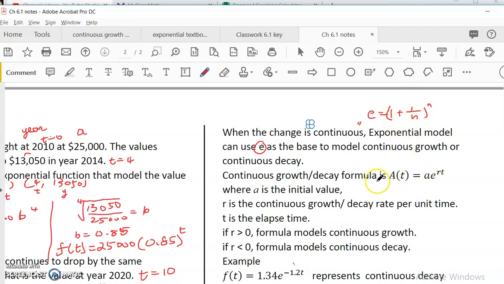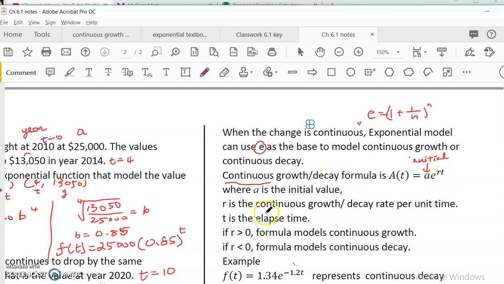When we write the model, the growth or decay model for continuous exponential growth or decay, the amount after time t is the initial amount a times, instead of b, e to the rt. So all of the exponential functions have the same base e, and the only difference is the r. r is the continuous growth or decay rate.